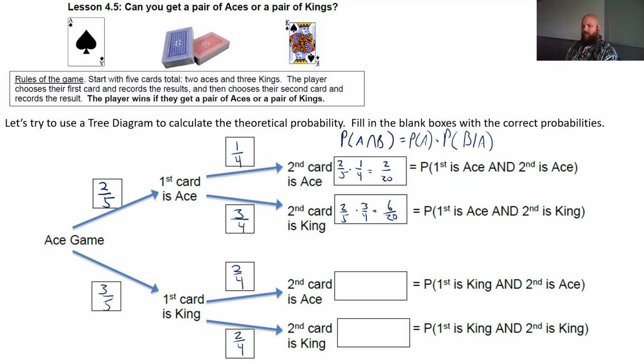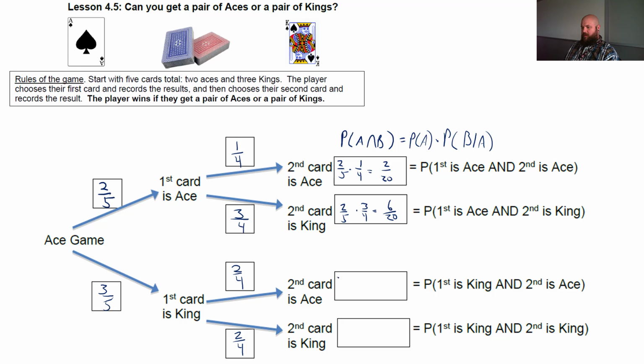Now with our kings, we had a 3 out of 5 chance of drawing the first card as a king. So that was our probability, 3 out of 5 for the first card as a king. That's been multiplied by, for this one, the second card being an ace. Well, we had a 2 out of 4 chance to draw that, given that the first card was a king. So we're left with 6/20.